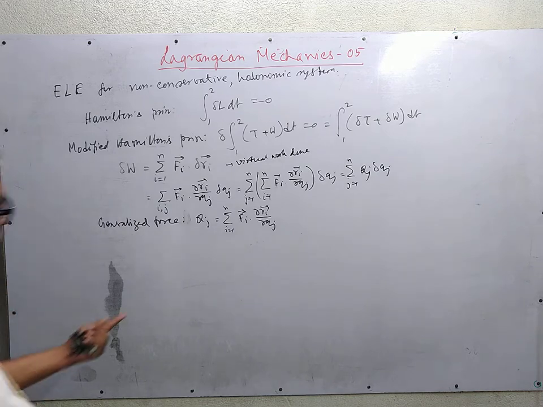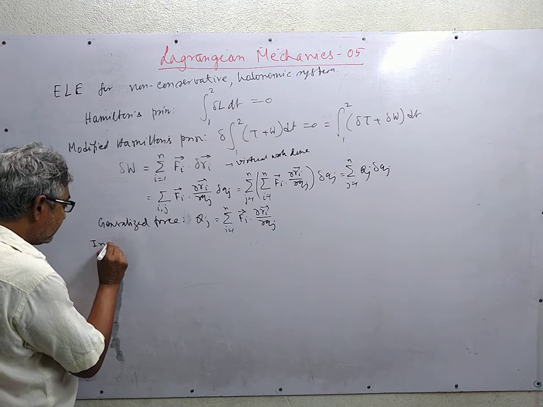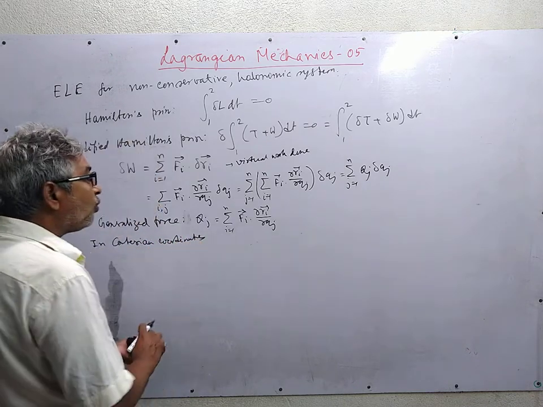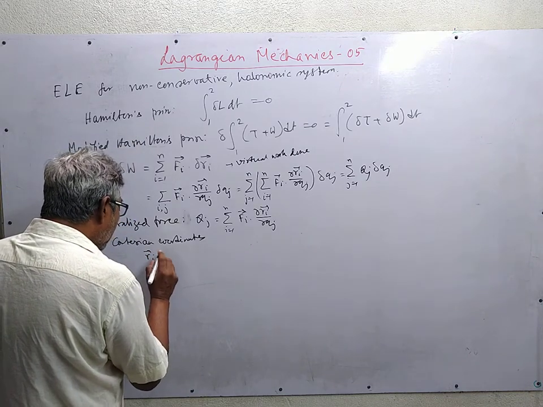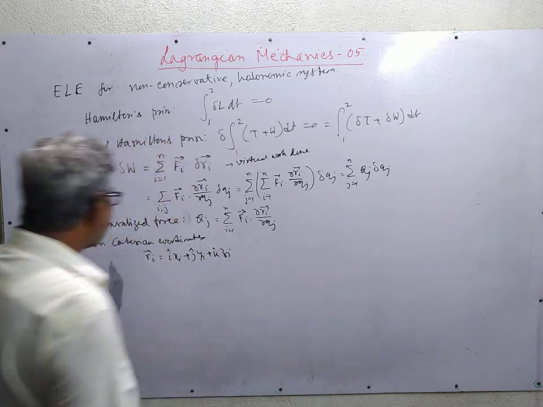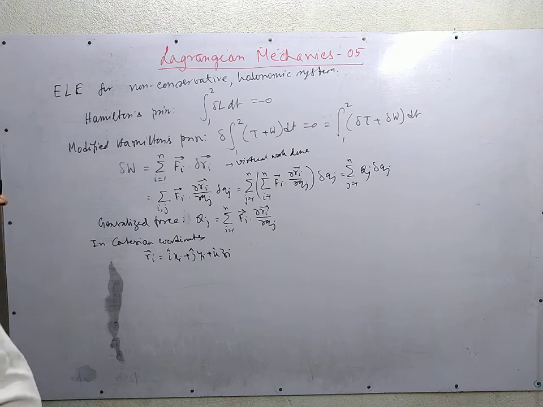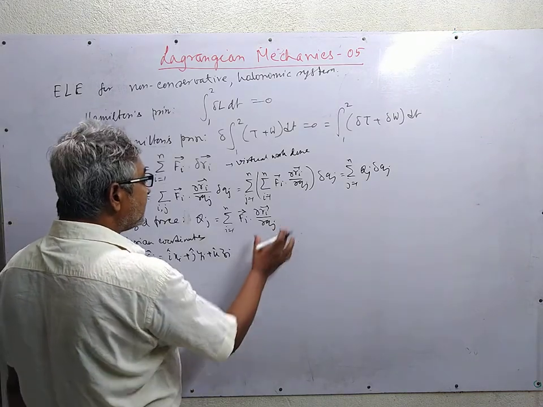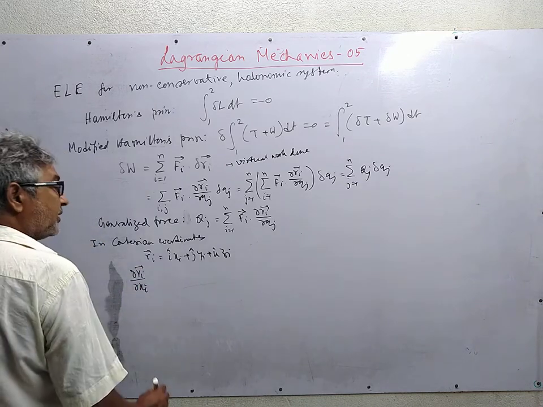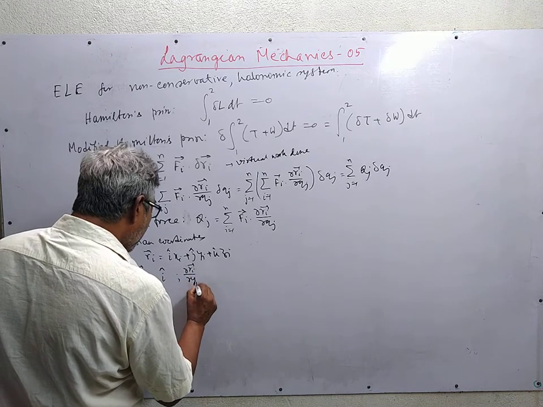Let me first calculate what the generalized force becomes for a Cartesian system. In Cartesian coordinates, we have ri equal to i cap xi plus j cap yi plus k cap zi. This is the displacement of the ith particle. And in this case, if we consider that q1, q2, q3 are the coordinates, then del ri del xi is equal to i cap, del ri del yi is equal to j cap, etc.